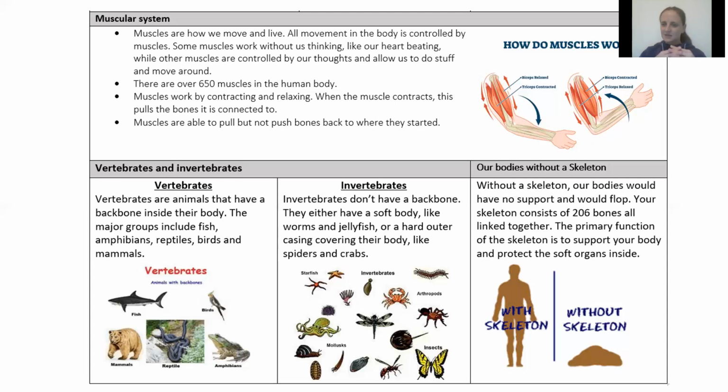We've already looked at this, but without a skeleton, our bodies would have no support and would flop around. Your skeleton consists of 206 bones all linked together. And the primary function of the skeleton is to support your body and to protect the soft organs inside. So it supports, it protects, and it also helps us move.